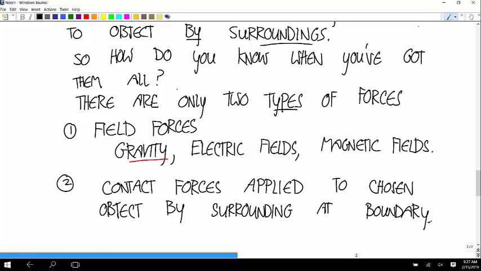Well, in some cases, air resistance could be a contact. But all you're doing is going around the boundary and saying, here's one, here's one, here's one. Once you've gone all the way around the boundary, you're done. You know you've accounted for everything. In 3D, you have to go around that whole surface area, so it's not just following the line around. You have to imagine going around the whole thing, but it's still the same idea.